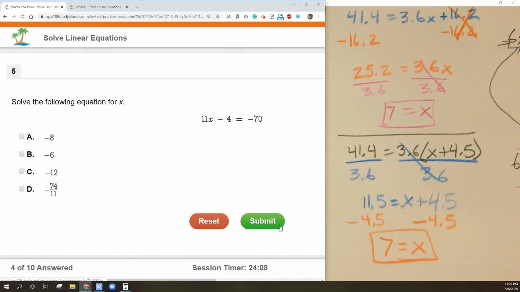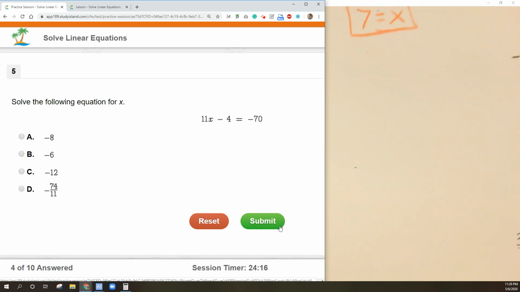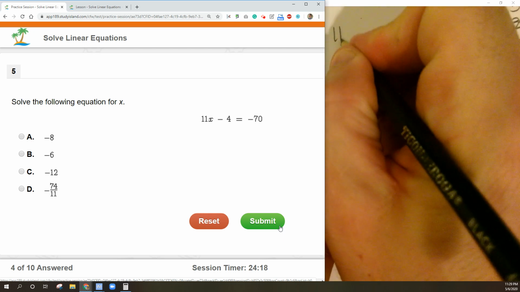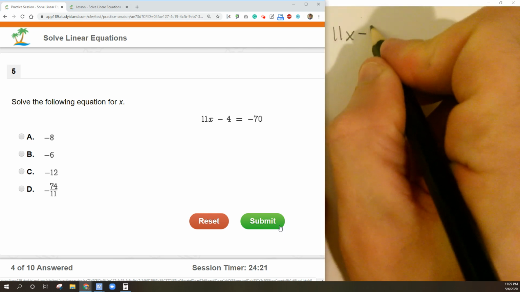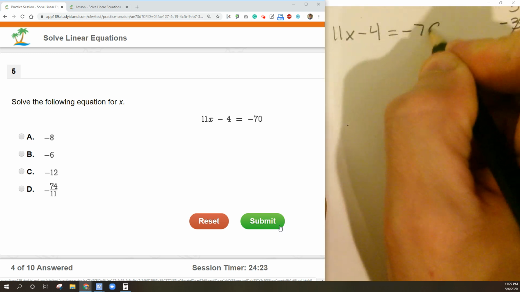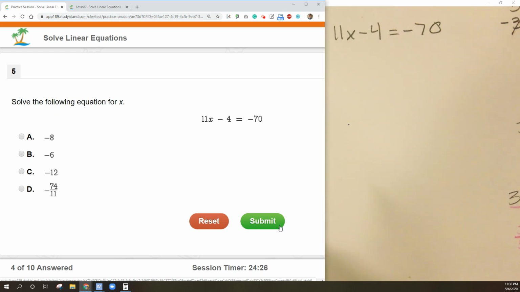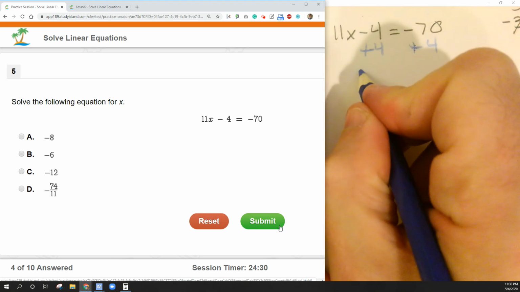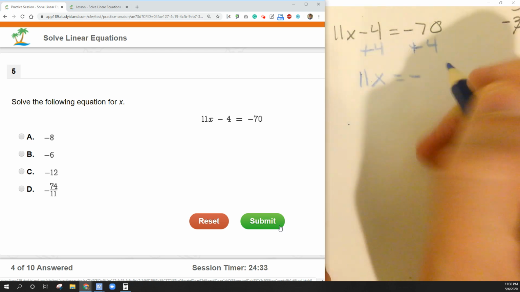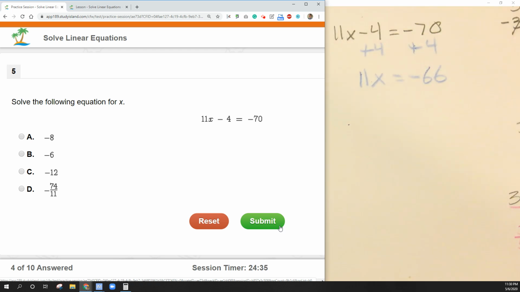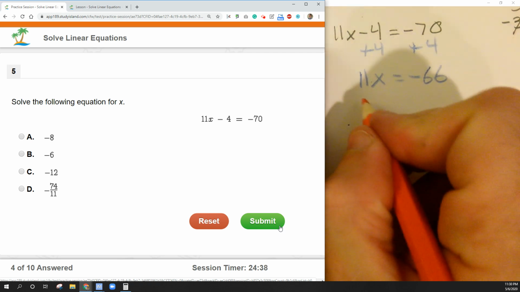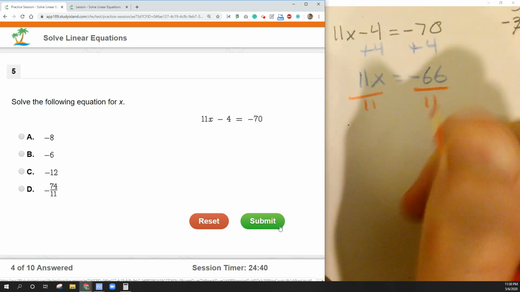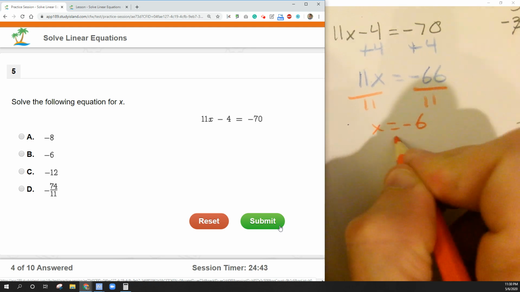Let's keep it moving right along. This is just like the first couple of problems we did. It's a number times x plus or minus another number equals 70. So let's go ahead and knock it out real quick. 11x minus 4 equals negative 70. So I'm going to go ahead and add 4 to both sides. That makes 11 times x equals negative 66. Now I divide both sides by 11, and x equals negative 6.